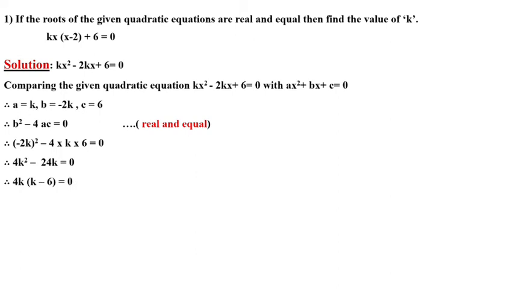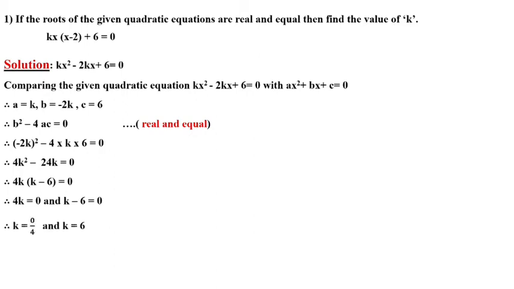Now students, what is common between 4k square and minus 24k? The common is 4k. So what remains in the first term? Only k remains. Minus, table of 4, 24 comes in the 6 table: 4 sixes are 24, and k is already out. So we get 4k bracket k minus 6 equal to 0. So 4k equal to 0 and k minus 6 equal to 0.